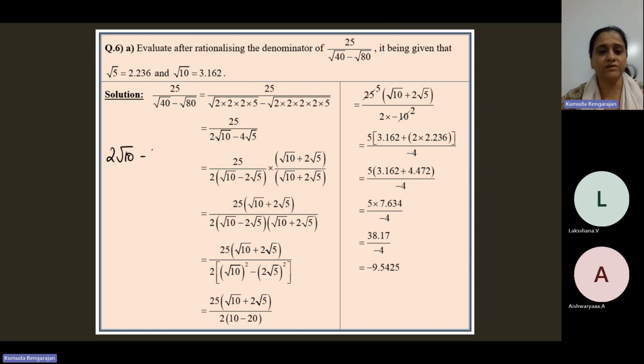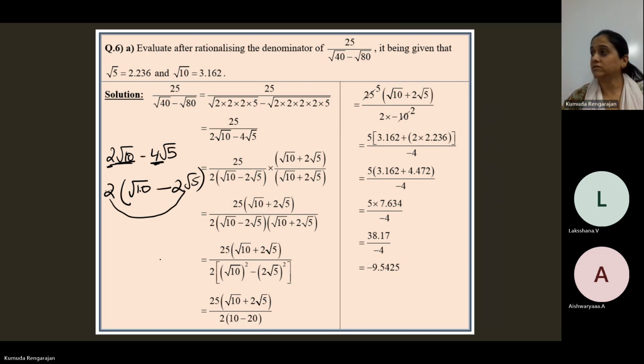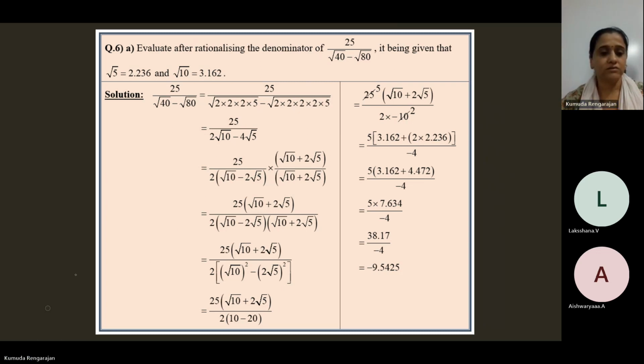2 root 10 minus 4 root 5. See here, 2 and 4, 2 is common. So in the bracket, 2 into what is 2 root 10? 2 into root 10 minus 2 into 2 is 4 root 5. So multiply 4 root 5. Okay, so that's the step.